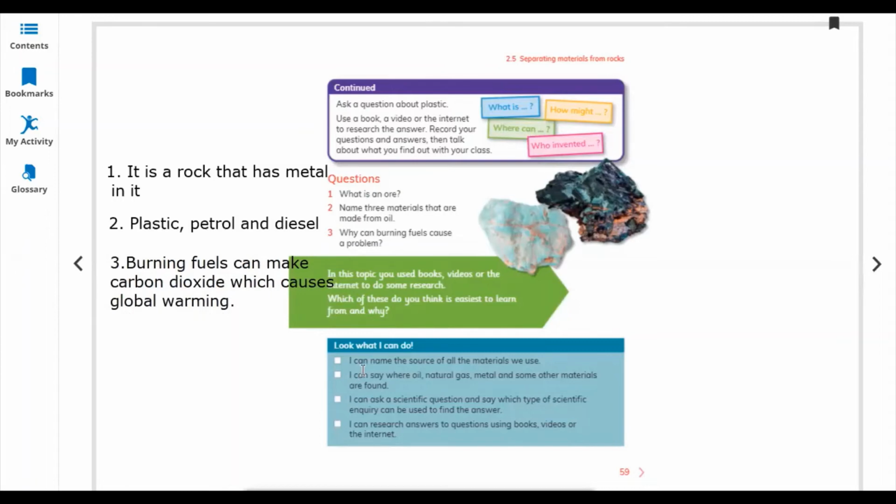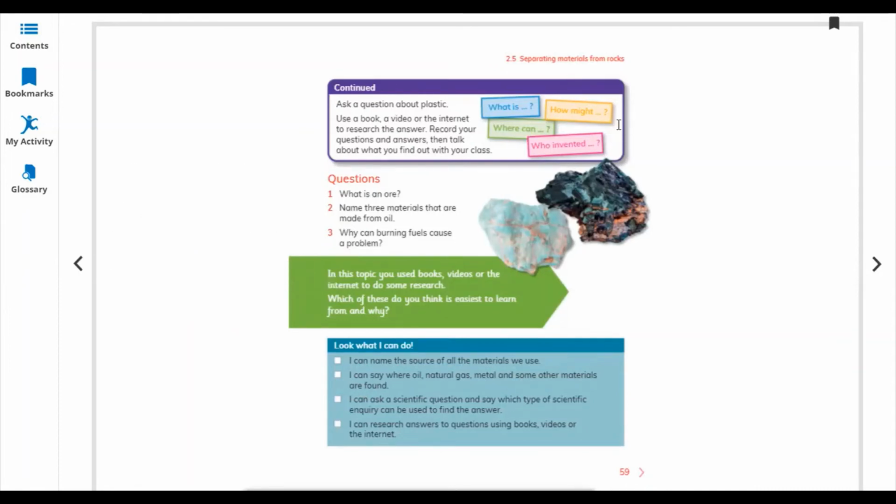So what you learn in this lesson: I can name the sources of all the materials we use. I can say where oil, natural gas, metal and some other materials come from. So these are mostly coming from the natural resources, from the ground, from the earth. Let's move to the next page, page number 60.